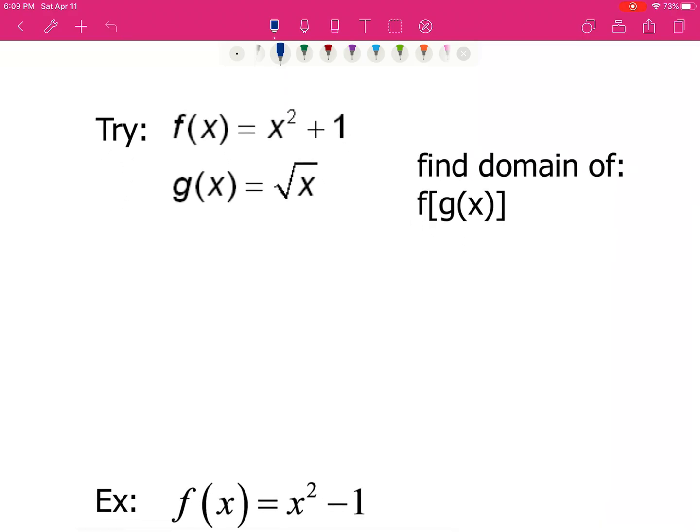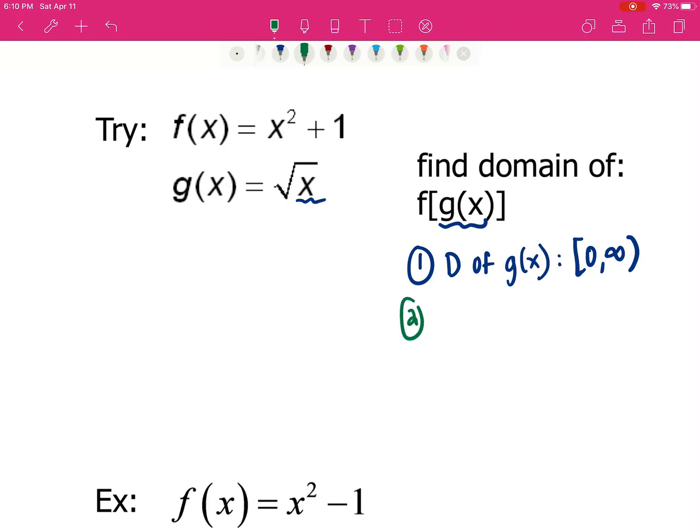So I want to do this one as an example to show you that that's not the case. Our first step is to find the domain of g of x. The domain of g of x is 0 to infinity, right? Because you can only put in 0 or a positive number. So 0 to infinity would be allowed. Any negative numbers are excluded from the domain.